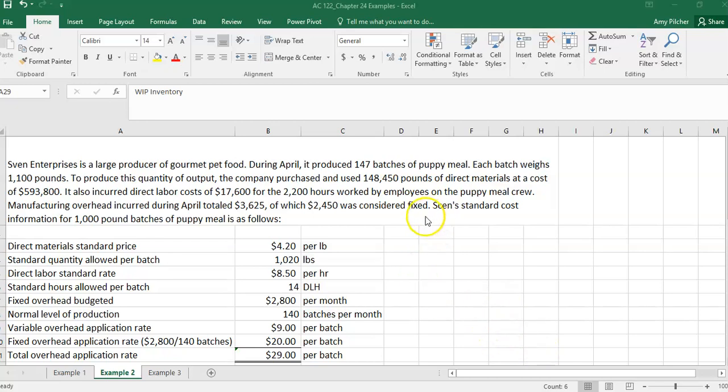For our second example, we're going to do the same thing as in the first example. We just have the information laid out in a different way. So we have all of our standard amounts, and then we have information about our actual results in this paragraph here. So first we want to look at the materials price variance.